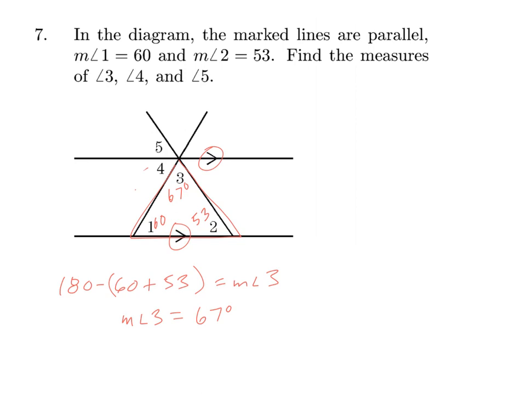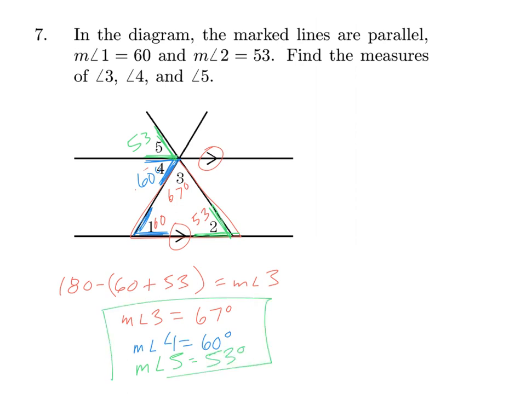And now I want to figure out 4. How am I going to do that? Well, notice that these are alternate interior angles. So that's 60. And then you could also notice that these here are corresponding angles. So that's 53. All right, and you have all of them. There are different ways to go about getting those angles, but that was just one way. All right, on to the next problem.